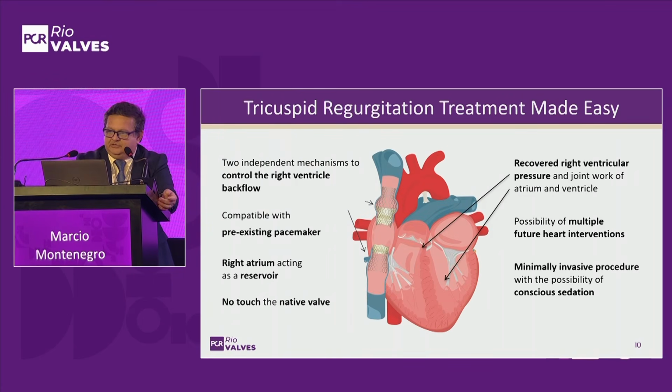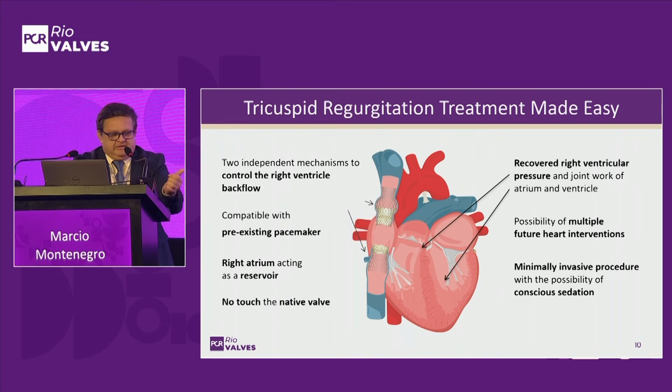Tricuspid regurgitation treatment made easy. It's an easier treatment in comparison with other kinds of solutions, even TTVR or orthotopic prosthesis. And you can see two independent mechanisms to control the right ventricle backflow in the SVC and the IVC, compatible with a pre-existing pacemaker.